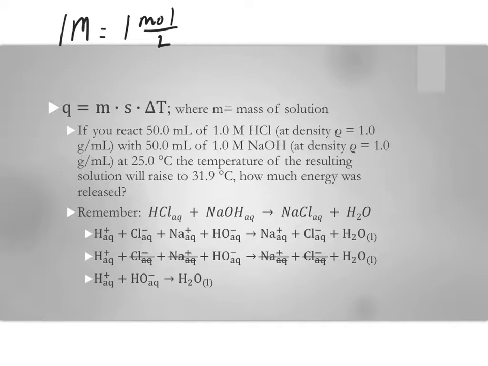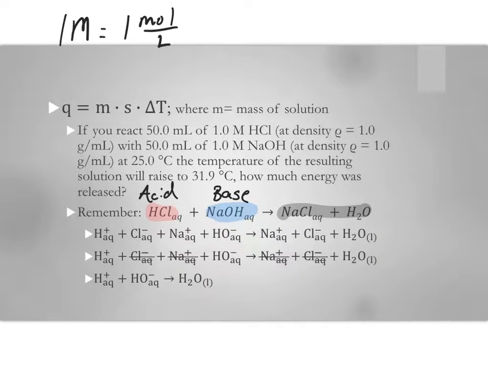So when we look at this, this is an acid-base reaction. We're reacting hydrochloric acid with sodium hydroxide to make sodium chloride and water. Those are your products. What a chemist would do with this is realize, okay, I have an acid, I have a base. The acid is this, and the base is this.